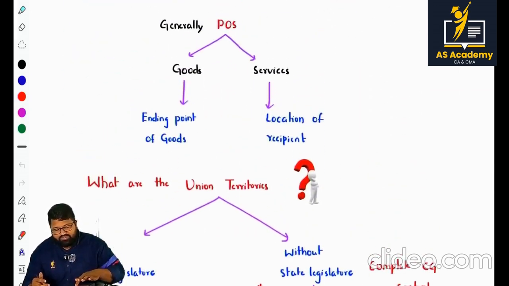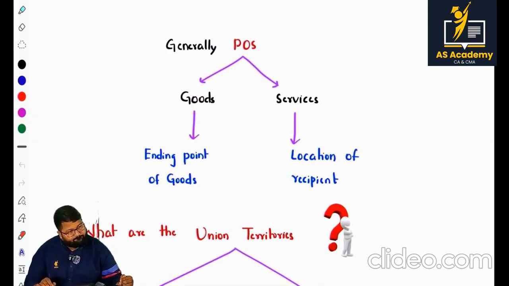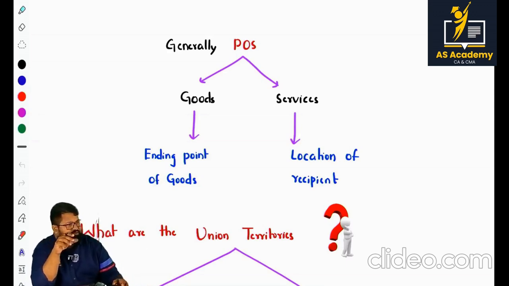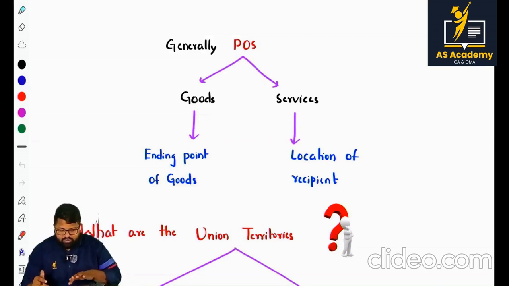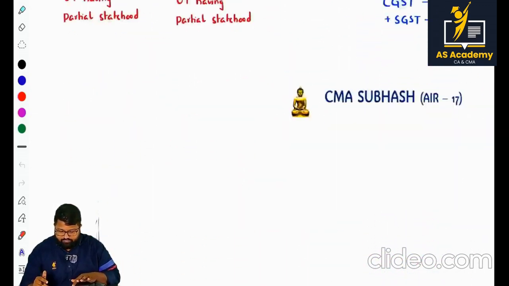Okay. Sir, what is the need for classification of goods and services? Location of the recipient and place of supply are determined. Because there is one more point regarding taxes: depending upon goods and all, there will be different calculations and different taxes. Okay, so union territories and all these are known to you. I'm not going into that part.